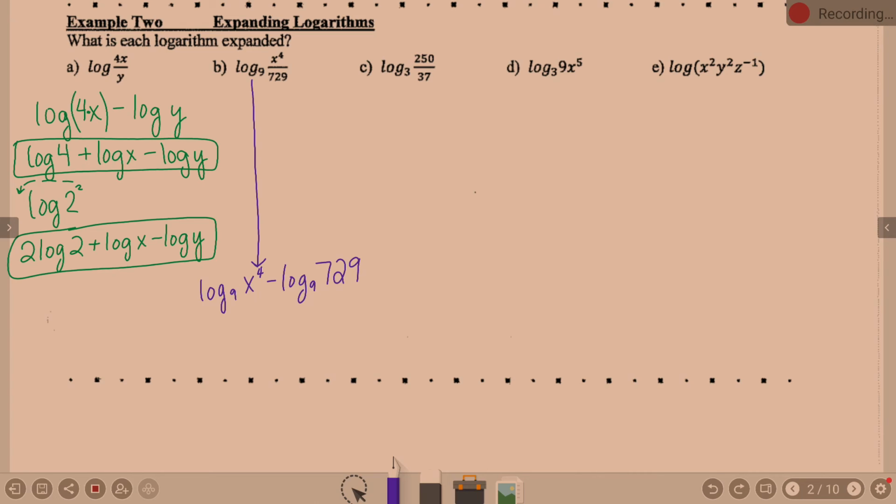Okay. What else? Okay. X to the 4th. That 4 can be written out front. So 4 log base 9 of x. That is always expected when you are expanding logarithms. They always expect you to take the powers and put them out front as coefficients, so put them out front.